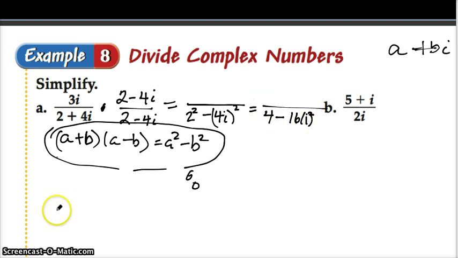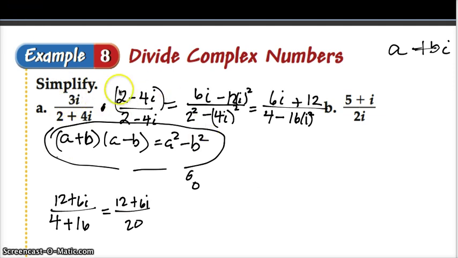So I'm going to come down here. 4 minus 16 times a negative 1 is really a positive. 4 plus 16 is my denominator. And so my denominator at the end of all this will be 20, right? And the numerator, I'm going to multiply 3i times this. Using the distributive property, I get 6i minus 12i squared. i squared is negative 1, so 6i plus 12. Change the order, so I have the real number in the front, like here, and the imaginary number in the back. I get 12 plus 6i.